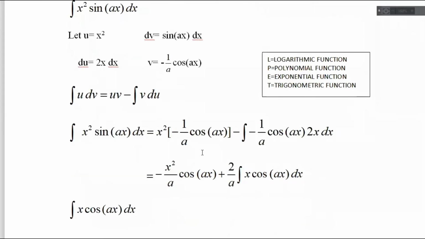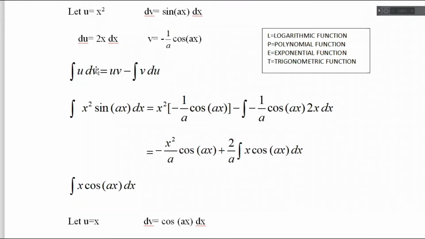So we put this into the formula. Integrate x squared sin ax dx equal to uv, x squared multiplied by negative 1 over a cos ax, minus integrate v du, negative 1 over a cos ax times 2x dx. So we simplify it to negative x squared over a cos ax plus 2 over a integrate x cos ax dx.